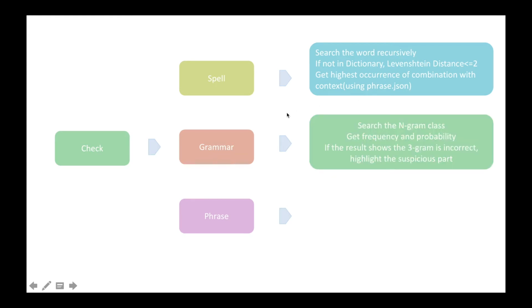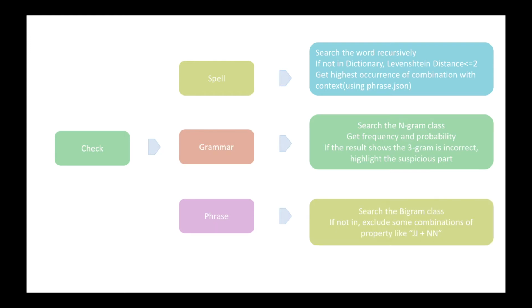For grammar check, we will search the n-gram model and get the frequency and probability in our data structure. If the result shows the 3-gram is incorrect, we will highlight the suspicious part. For the first part, we will also search the bigram class and get a frequency and probability. If the phrase is not in our dataset, we will include some combination of property like adjective plus noun to avoid some incorrect correction.